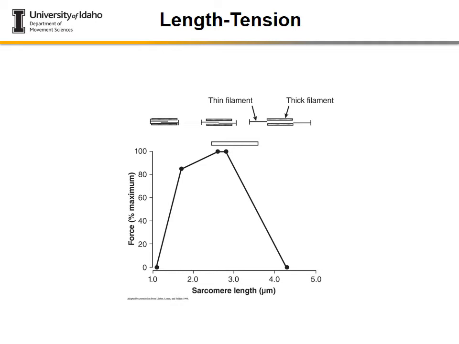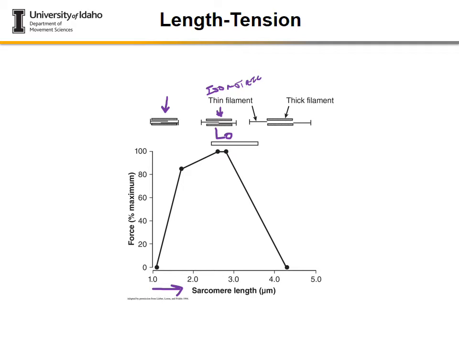Here you have the length of the sarcomere on the x-axis. As we go from left to right, it is increasing. On the left you have the concentric, so it's very shortened. In the middle would typically represent the isometric, when a muscle contraction is occurring but there's no shortening or lengthening. We often call this L naught.